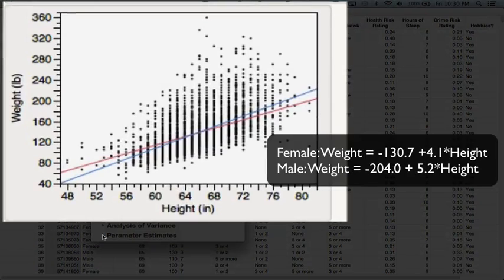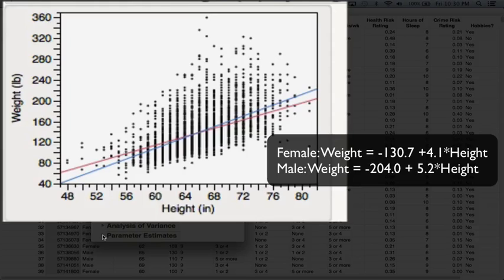Now let's compare our 2 new regression lines. The regression line for females has a greater y-intercept than the regression line for males. However, the regression line for males has a greater slope than the regression line for females. We can see this in the scatter plot in the corresponding lines.